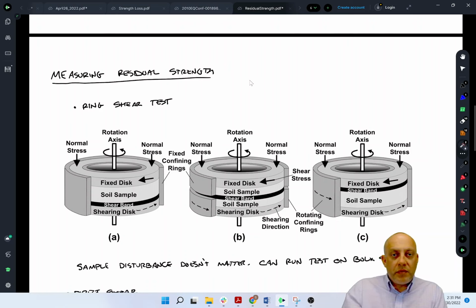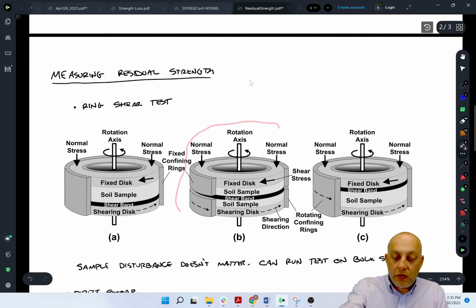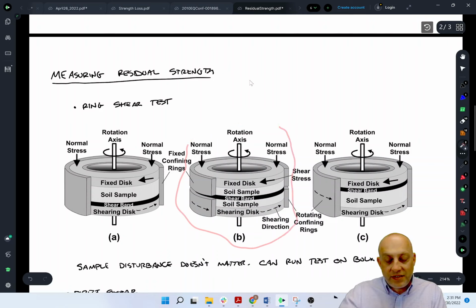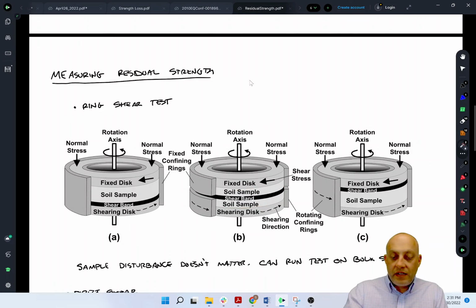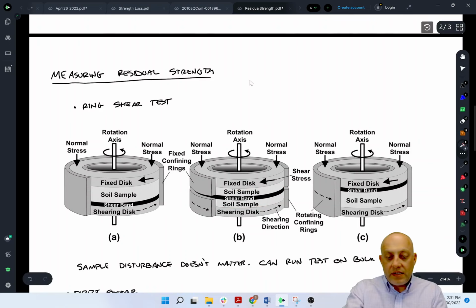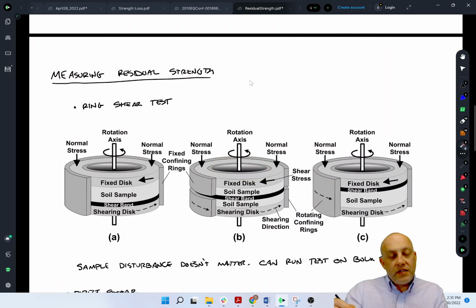So here's an example. This is from a paper by Scott Olson in the Canadian Geotechnical Journal, just an illustration of the ring shear test. Typically, the ring shear tests are this middle one, although I have to say I've actually never run a ring shear test. This is not one of my areas of expertise. But you have a soil sample here in the middle between a fixed disc and a shearing disc, and then it rotates it and breaks it along the shear band. And you can put normal stress up here and measure that normal stress, and then you can measure the torque and the rotation and get a shear stress and a displacement from that, and then plot those together.